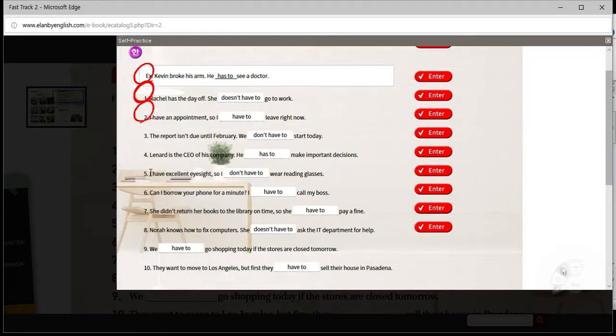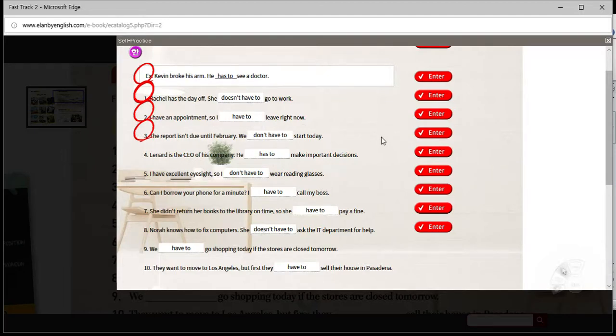Number 5, I have excellent eyesight. Excellent. So my eyesight is very good. I can see very well. So do I have to wear reading glasses? No, I don't have to. Reading glasses are not necessary. So I don't have to wear reading glasses. Good.